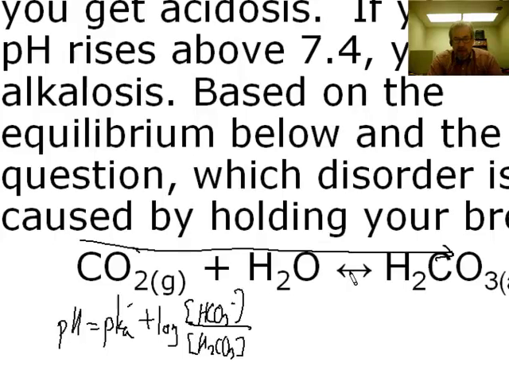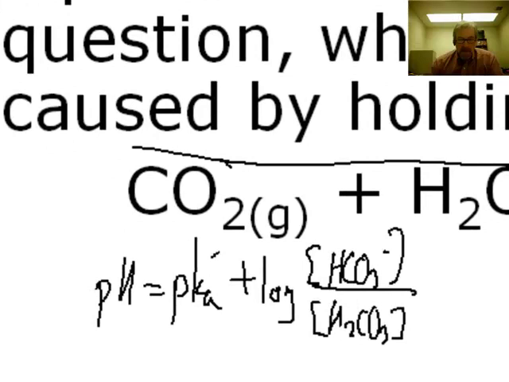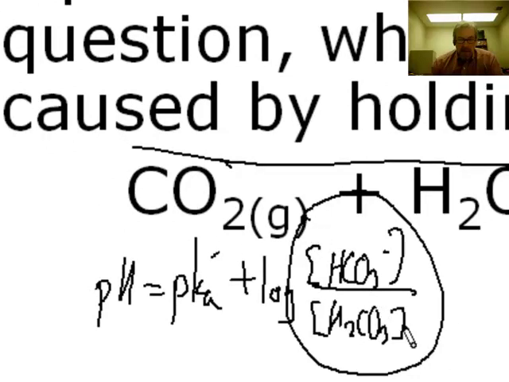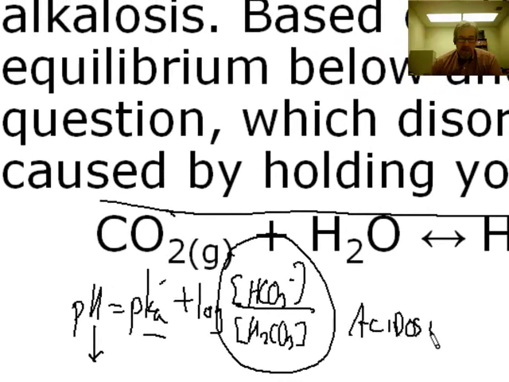So if you look at this ratio, that will change. An increase in carbonic acid concentration is going to make this ratio a smaller number. The logarithm of that ratio will then also be a smaller number, and so you're adding a smaller and smaller number to pKa, which means the pH, which is the result of adding those two numbers together, is dropping. So acidosis is the condition that's caused by holding your breath.